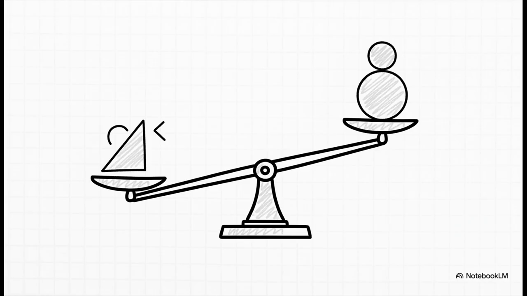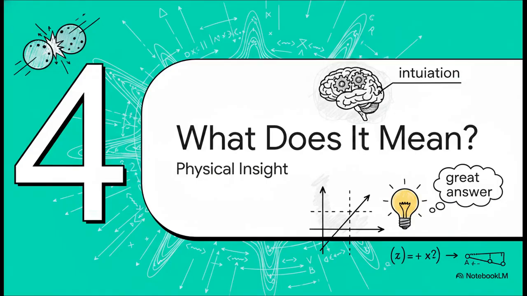The sine of the maximum possible angle is just the ratio of the masses, the target mass over the incoming mass. That's it. It's so simple and so elegant. Now that's a beautiful formula. But what does it actually mean? What's the physical story it's telling us? Because a great answer in physics isn't just a formula. It's the intuition that comes with it.